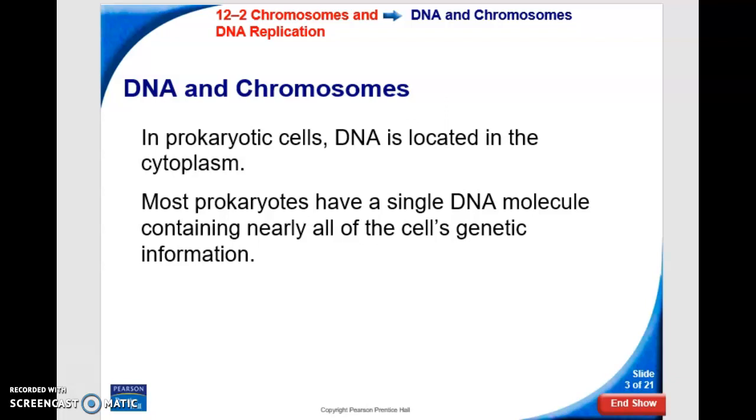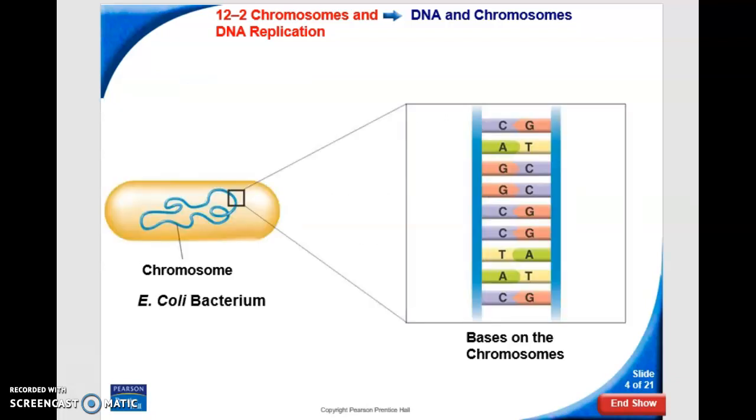So here's an example of the E. coli bacteria. Now it's still the same structure. You see it's a two-stranded molecule up at the top. You see the cytosine is pairing with the guanine, adenine is pairing with the thymine all the way down. So they still have the same basic structure of the DNA. They just have less than we do, and it's not located in the nucleus.